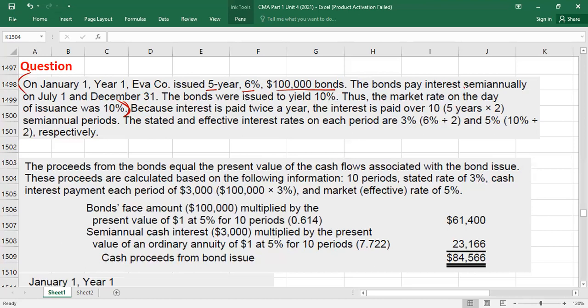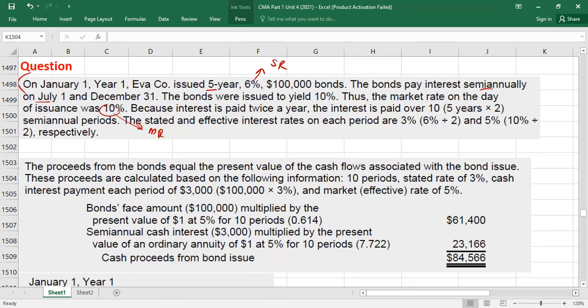Bonds pay interest semi-annually on July 1 and December 31st, like after every 6 months you are paying interest. The bonds are issued to yield 10%, which is like a market rate, an investor rate of return. It is the market rate, which is how much? 10%. Okay, now tell me, guys, what to do. Should these bonds be issued at par, premium or discount? Stated rate is 6, market rate is 10, so stated rate is less. Bonds should be issued at discount, right?